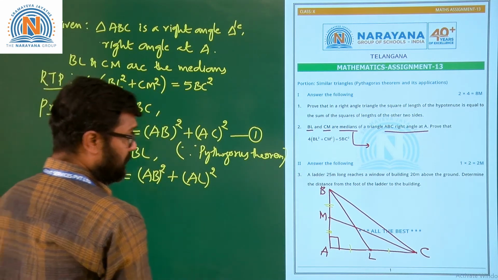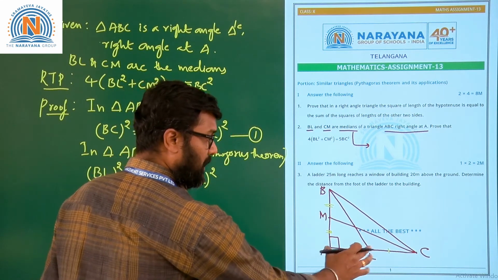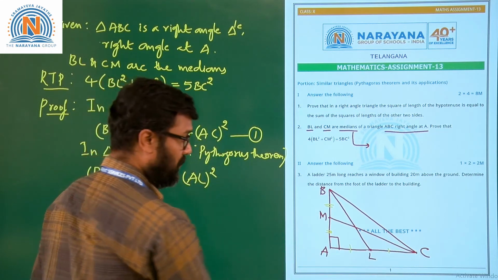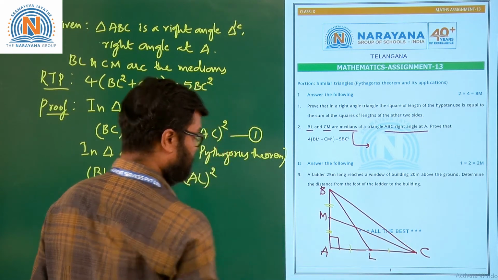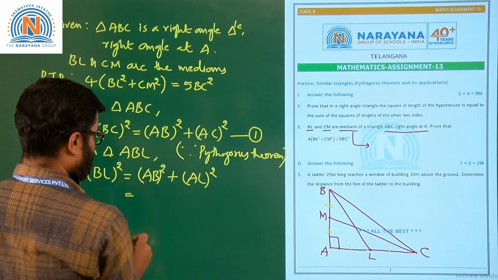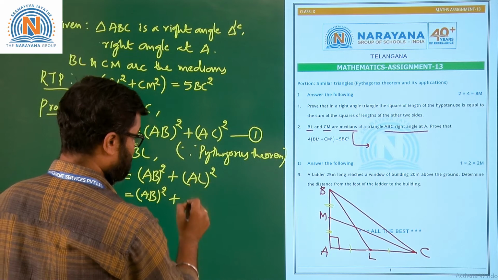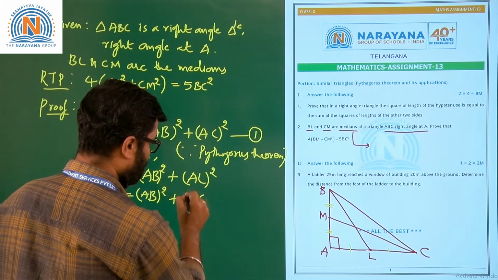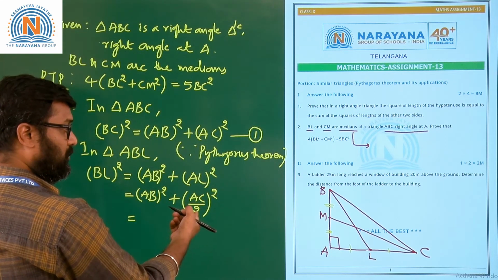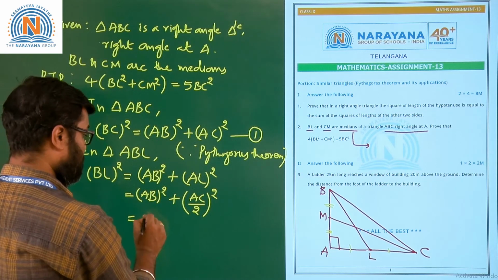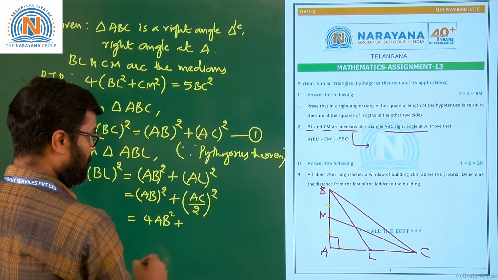Now see, this AL is there. Can I write AL as half of AC? Why? Because L is the midpoint, so this equals this. That means AL is equal to half of AC, isn't it? So now AB square plus AL square means AB square plus AC by 2 whole square, isn't it? Now this will be equal to what, children? See here, 2 square means 4. If you take LCM, this will be 4 AB square.